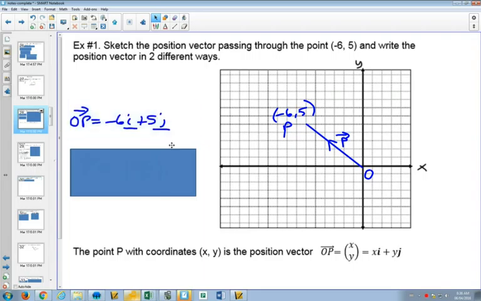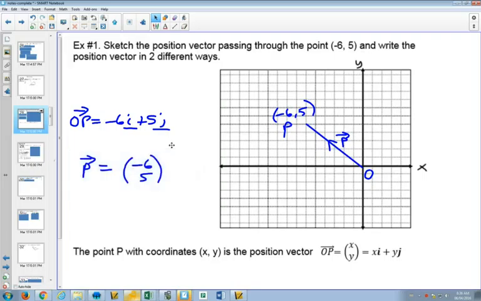One way that you could write that is with your unit vectors. So you go -6i plus 5j. Or you could write it as a column vector. So that's all it says here at the bottom. You can write it as a column vector or with the unit vectors i and j.